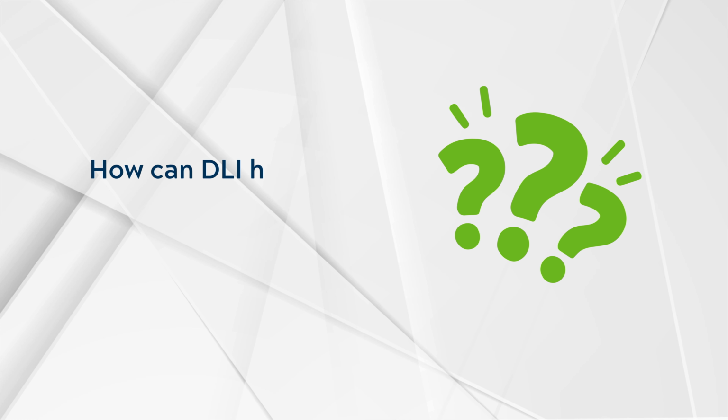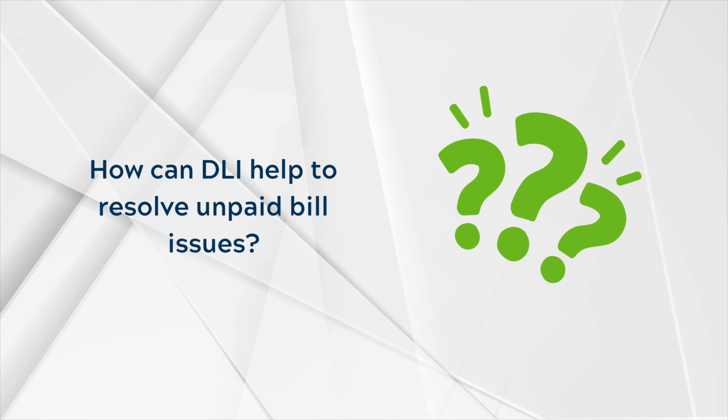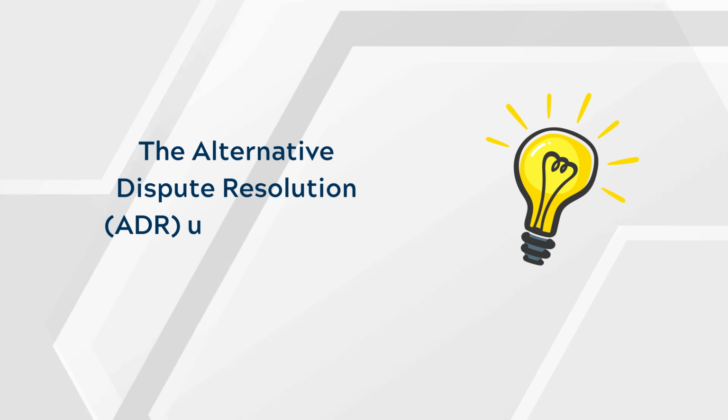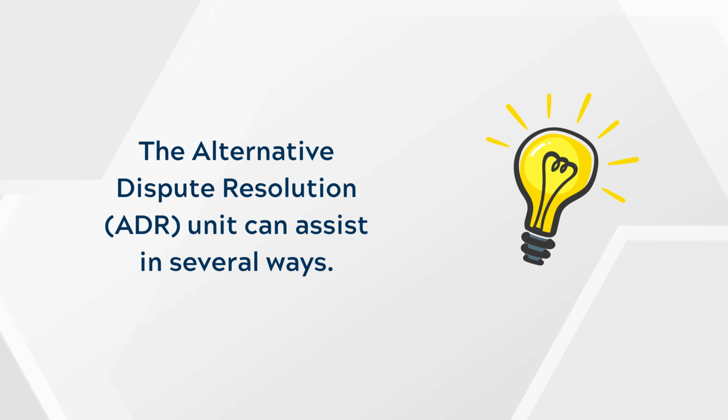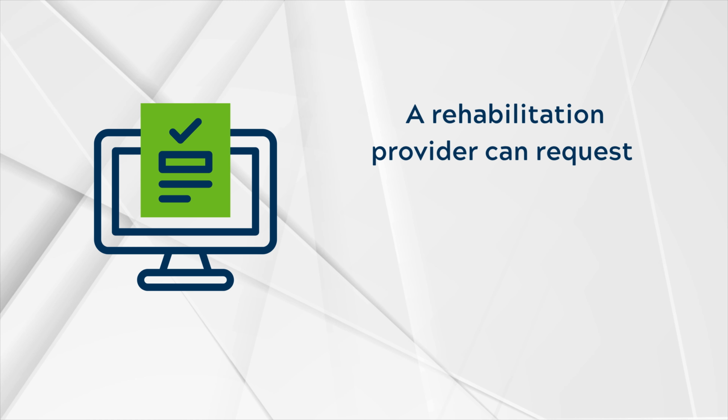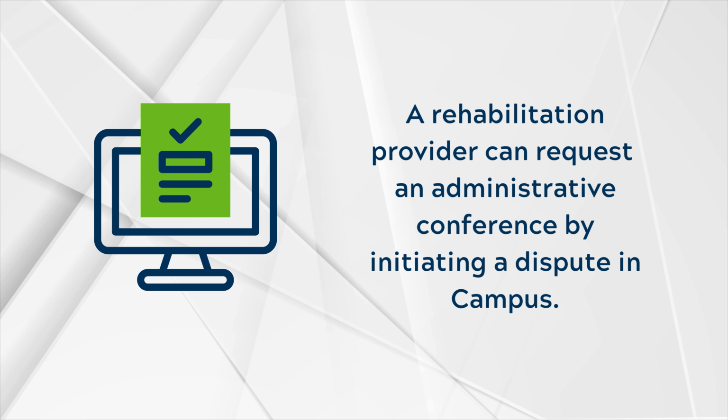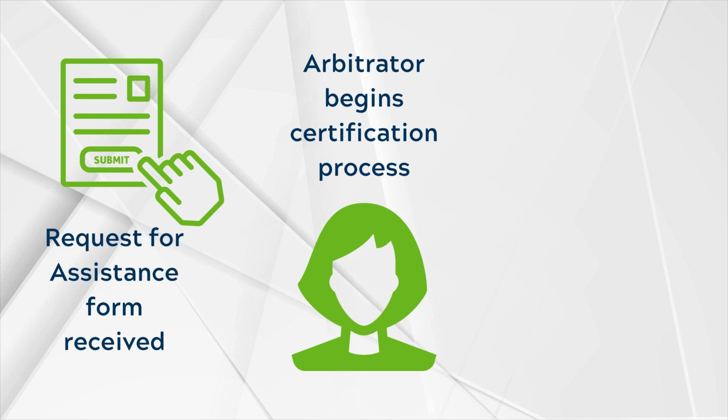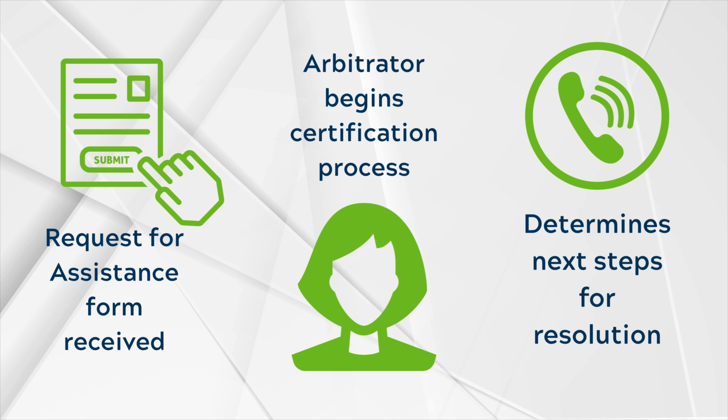If a conversation with the claims adjuster does not resolve the situation, consider the following options through the Department of Labor and Industry. When a rehabilitation provider wishes to formally escalate the matter, the Department of Labor and Industry's Alternative Dispute Resolution, or ADR unit, can provide several options. The rehabilitation provider can initiate a dispute in Campus to request an administrative conference. Upon receipt of a request for assistance, which is the name of the form, the assigned arbitrator will initiate the dispute certification process, contacting the insurer or their attorney to determine if the matter can be resolved or if a genuine dispute exists that cannot be resolved through initial discussion.